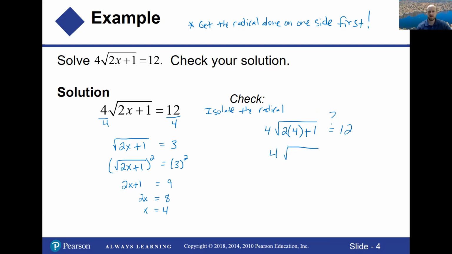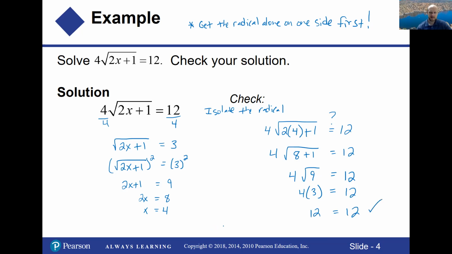So we have 4 times the square root of 2 times 4 is 8, plus 1. Maybe I don't need to do all these steps here. You guys should be able to do this by now. But we have 4 times the square root of 9, which is 3. So we have 4 times 3. And does that equal 12? Well, yes, 12 is equal to 12. Okay, so that checks. So what does it mean when it checks?